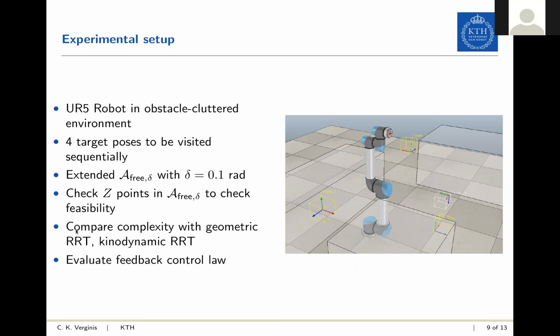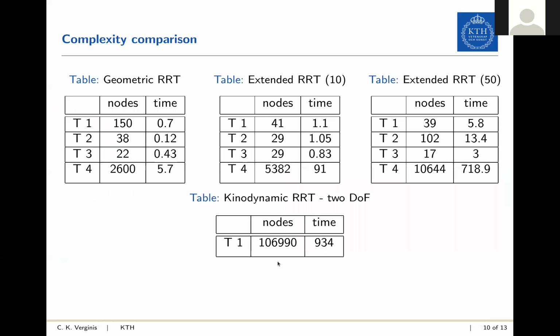What we do essentially is compare the complexity of our algorithm with a standard geometric RRT and the kinodynamic RRT, and we evaluate the designed feedback control law. So these are the results of our algorithm. In the middle and right tables, we see the results where we use 10 points and 50 points in the extended space to evaluate whether it's collision free or not.